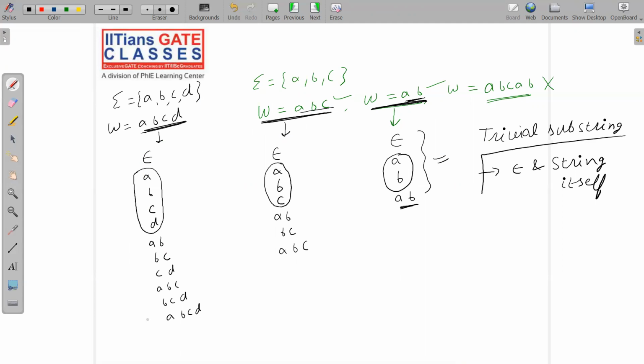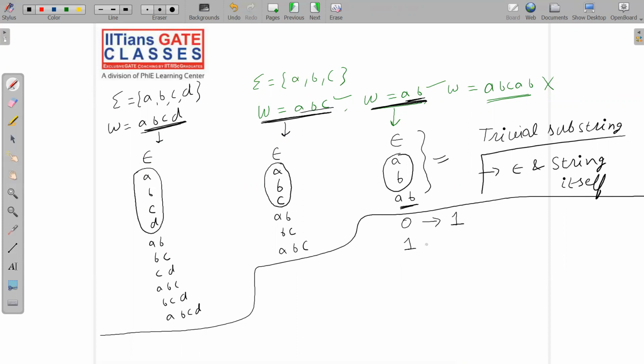Okay, so let me write all these things also, so that things become clear and we will be able to save time. Substrings of length 0 will be only 1, that is null itself. Substrings of length 1 will be how many? n, because the string has n characters. Substrings of length 2 will be how many? See from this example, ABCD. Substrings of length 2 will be AB, BC, and CD. We have only 3.